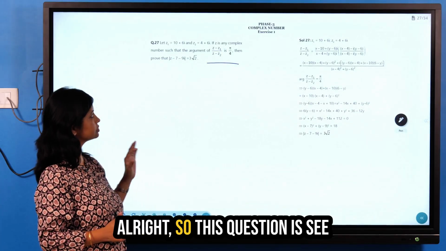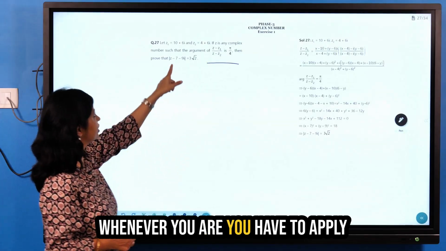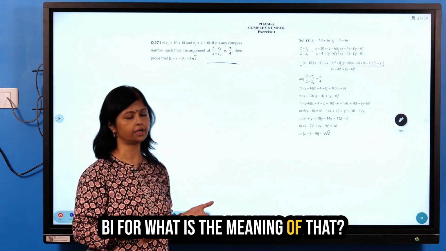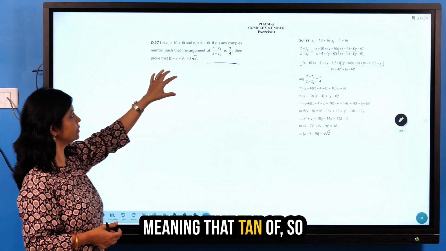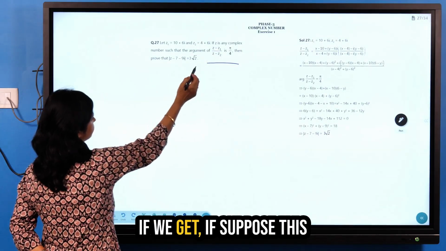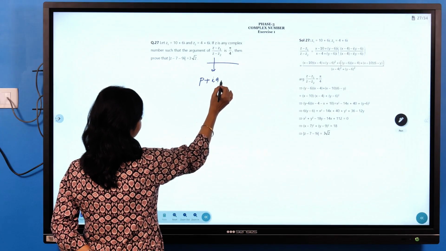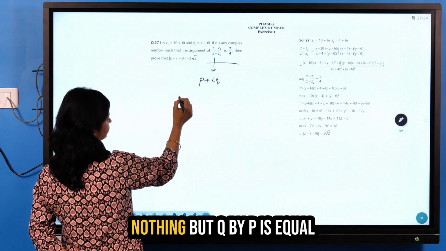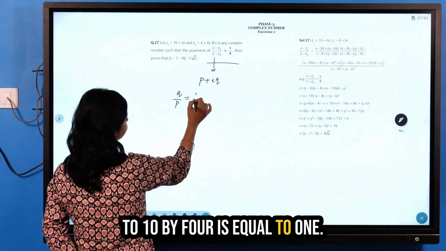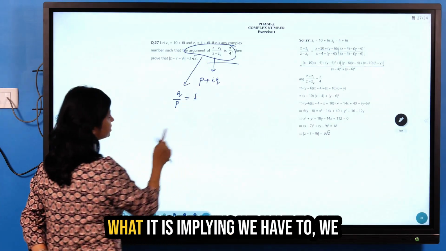All right. So whenever you have to apply argument of something is equal to pi by 4, what is the meaning of that? Suppose this is equal to p plus iq. Now the argument of this is nothing but q by p, equal to tan pi by 4, which is equal to 1. So instead of writing it like this, this is what it is implying.